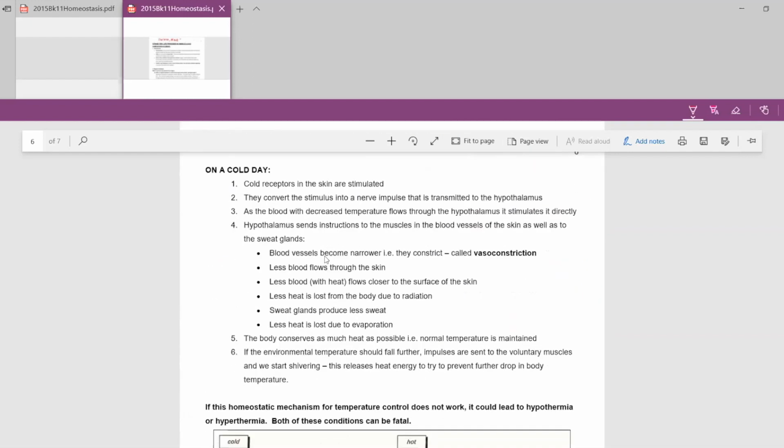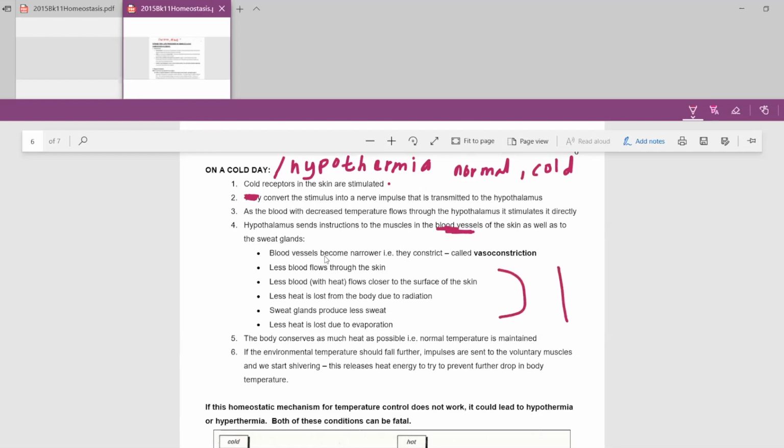The next one is on a cold day. Cold day, you're freezing, or it's also known as hypothermia. Then again, your body temperature is normal, and then you get very cold. You may be in an environment where it gets very cold or the environmental temperature drops. Then the cold receptors in the skin are stimulated. The cold receptors convert the stimulus into a nerve impulse and send this impulse to the hypothalamus. The hypothalamus will then send messages to the blood vessels. And the blood vessels will become narrower. Blood vessels constrict, and you must say this is vasoconstriction.